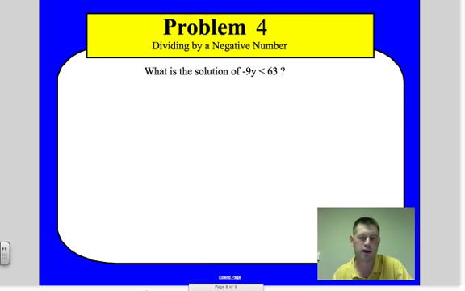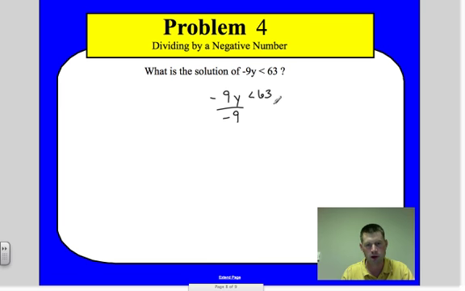Okay, so let's check out a problem on this set. When we look at this problem, we have -9y is less than 63. Well, we've got to divide by -9 to solve for y. When we divide by a -9 on both sides, the sign flips. So y is greater than, well, 9 into 63 is 7. One of them was negative, so it's -7.